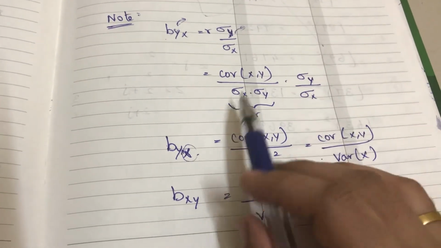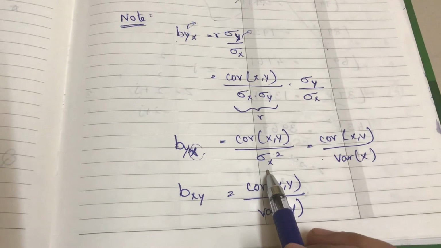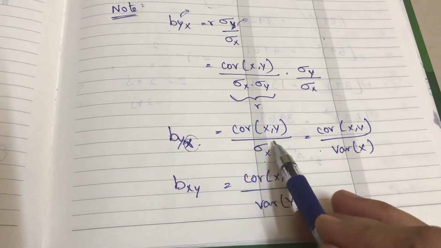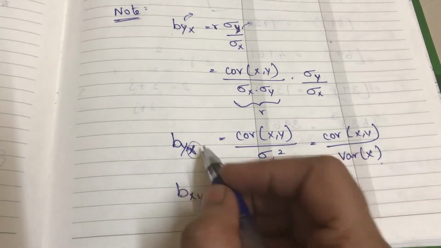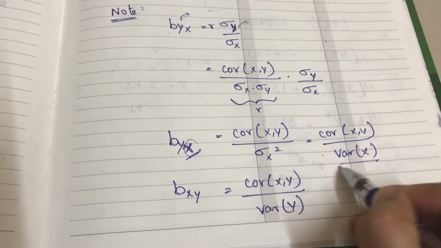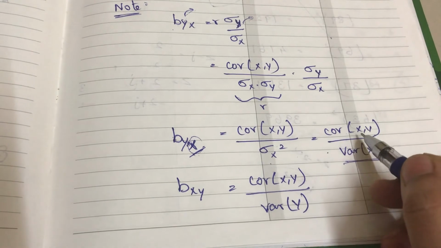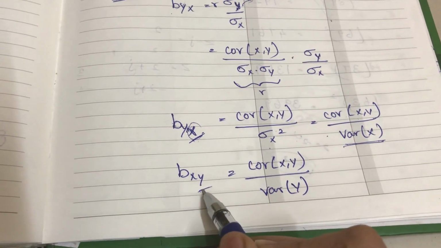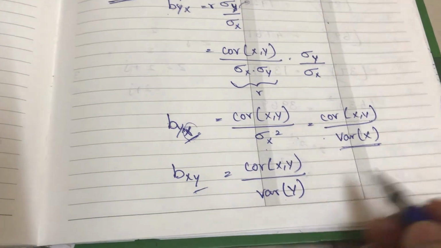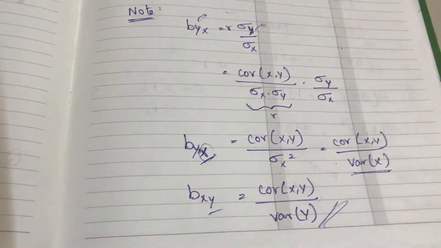After that, these two things will get cancelled and this will become a square. So this is the variance of x. We can easily say byx has the last as x, so the denominator will be x: covariance of xy by variance of x. The same applies here for y, with variance of y. So this is the answer.